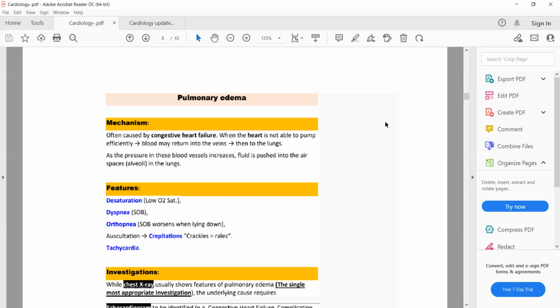What will be the features of pulmonary edema? The patient will desaturate, he will develop shortness of breath and orthopnea. Shortness of breath will be worse on lying down, and on examination or on auscultation, there will be crepitations or crackles at the bases of the lungs.